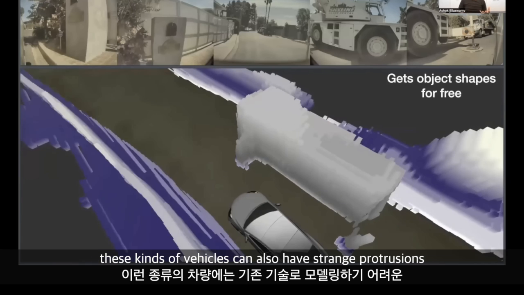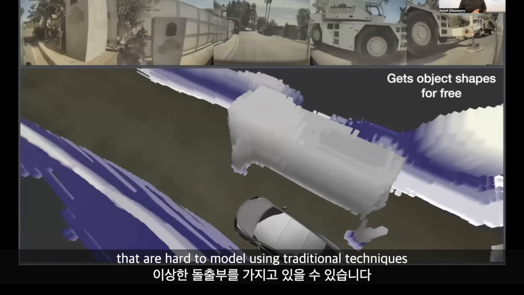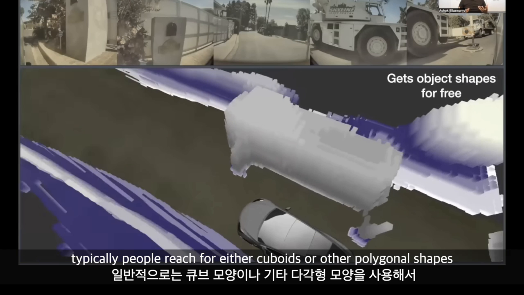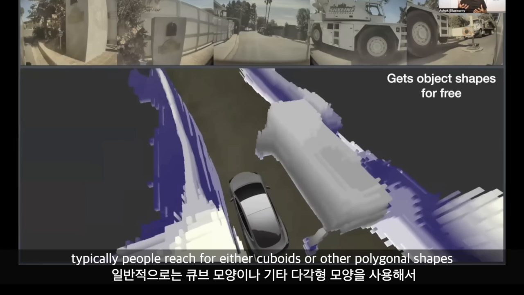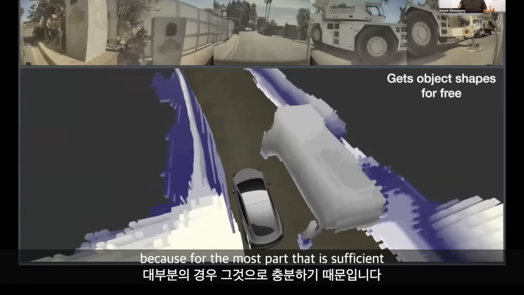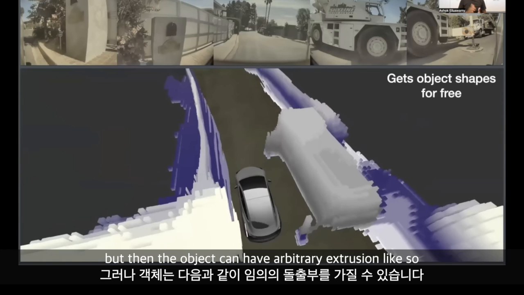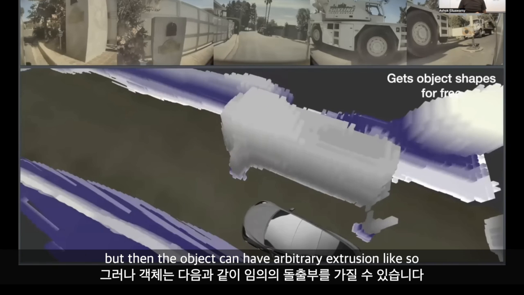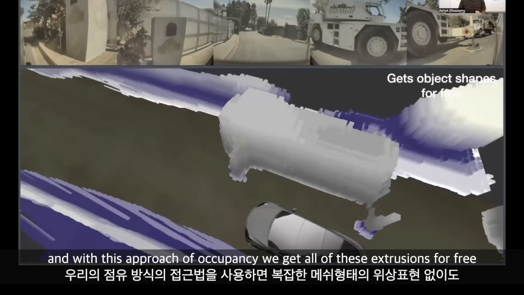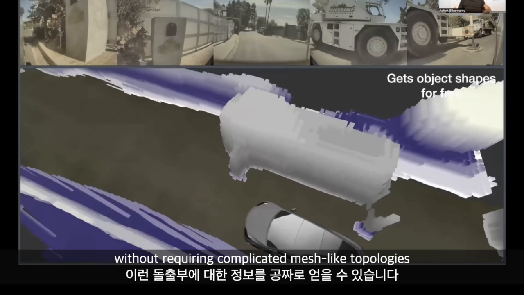These kinds of vehicles can also have strange protrusions that are hard to model using traditional techniques. Typically, people reach for either cuboids or other polygonal shapes to represent moving objects, because for the most part that is sufficient. But then the object can have arbitrary extrusion like so. And with this approach of occupancy, we get all of these protrusions for free without requiring complicated mesh-like topologies.